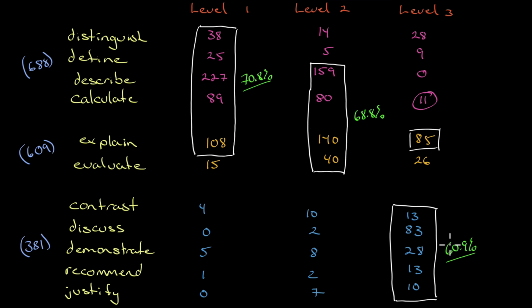So it's an interesting way to look at level 1, level 2, and level 3. Level 1 really has you doing these things: distinguishing, defining, describing, calculating, and explaining. Level 2 has you describing, calculating, explaining, but also evaluating. Now that becomes more important. And then when you move on to level 3, you have explain, but a whole bunch of new stuff: contrast, discuss, demonstrate, recommend, justify. Let's see how this looks on Bloom's taxonomy of learning.